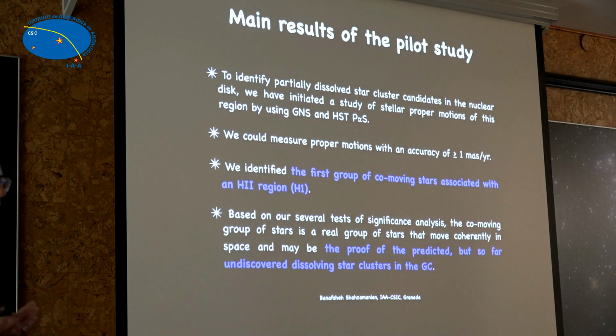And we did several significant analyses, and we could say that this is shown as a dissolving young cluster at the GC. So far we had 3: Arches cluster, Quintuplet, and nuclear star cluster. So this could be one cluster that is dissolving and is losing its stars.